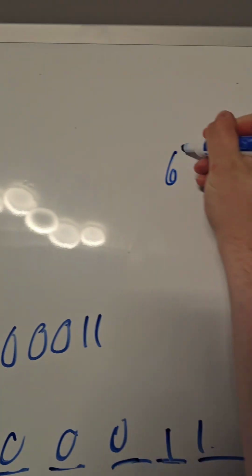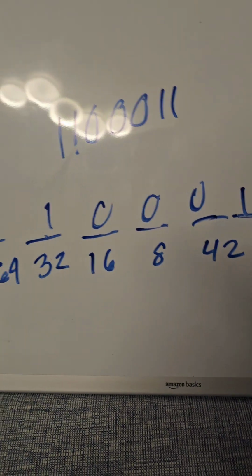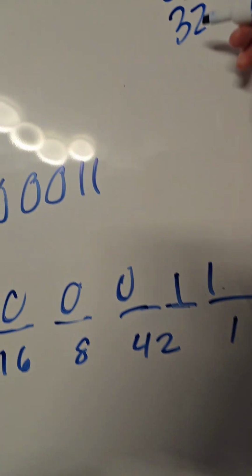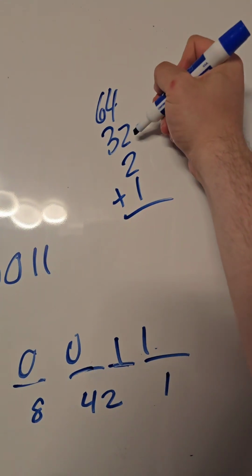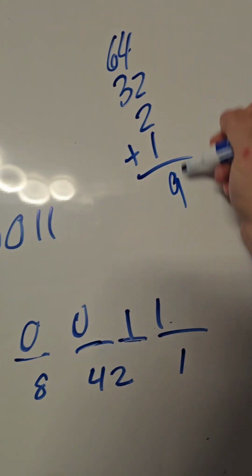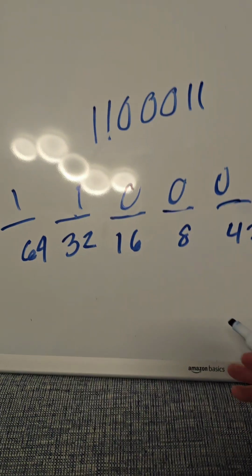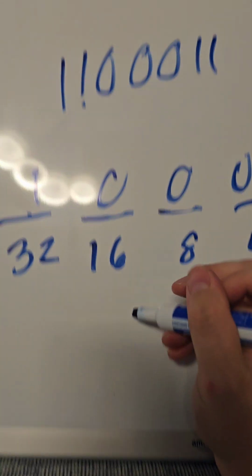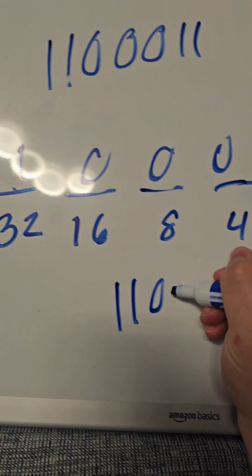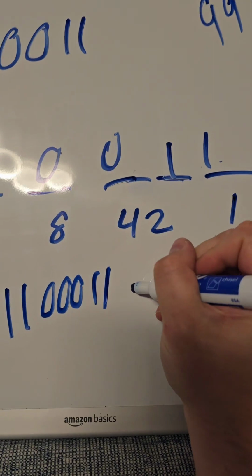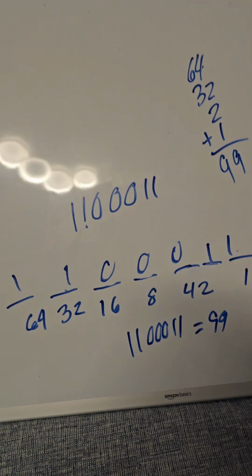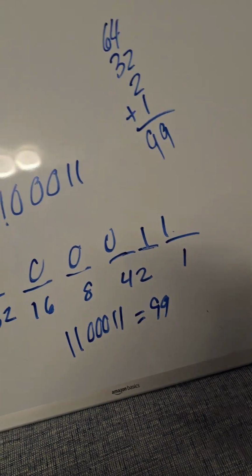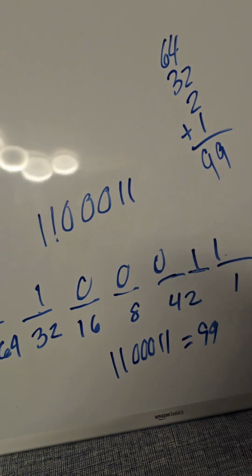First, you'll take your 64, add 32, then you'll add your 2 and 1, which gives you 99. And then there you go. It's that simple. So in this problem, 110011 equals 99. Straightforward, and it's way easier to convert from binary to decimal, I can tell you that.